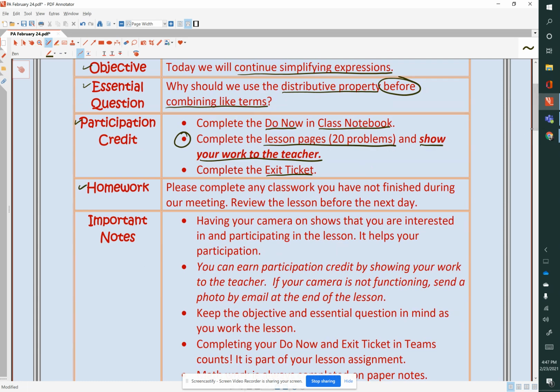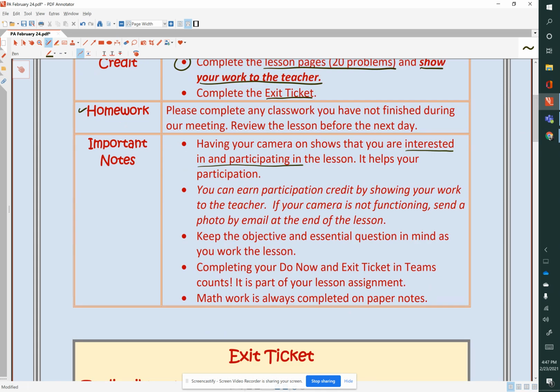So you have to show the work to the teacher. If I'm out, you can send me a photo. So let's complete any classwork for homework that you didn't get done. Remember that having your camera on shows me that you are interested, and it shows me that you're participating in the lesson. And it helps you to participate when you're engaged. You can earn participation credit only one way in this class, and that's by showing your work to the teacher. If your camera is not functioning, we allow you to send a photo by email, but it's got to be right at the end of the lesson.